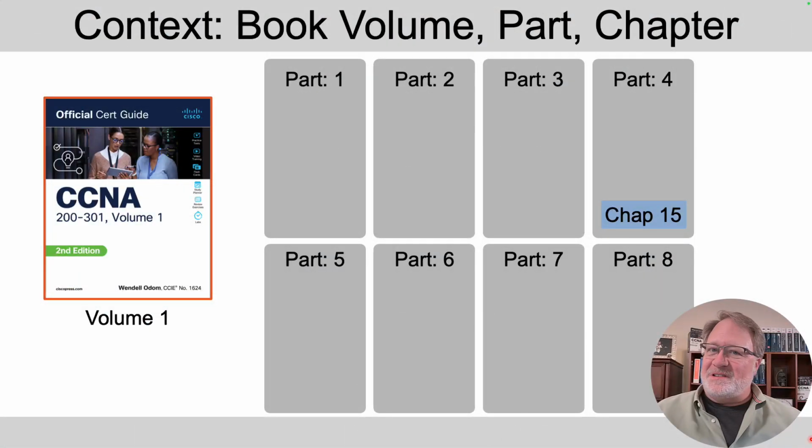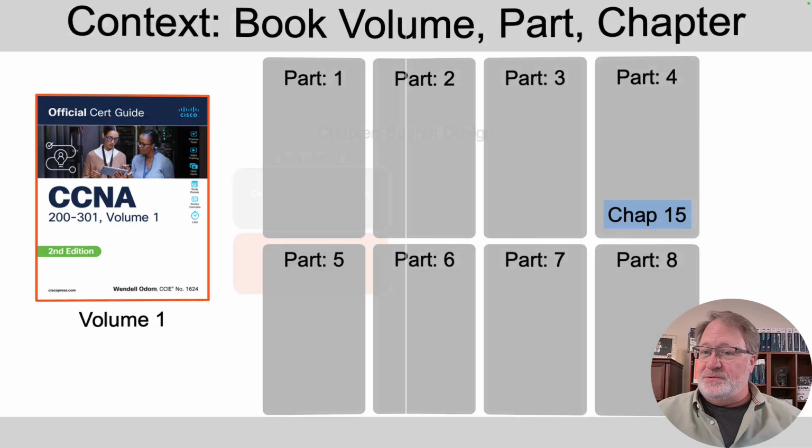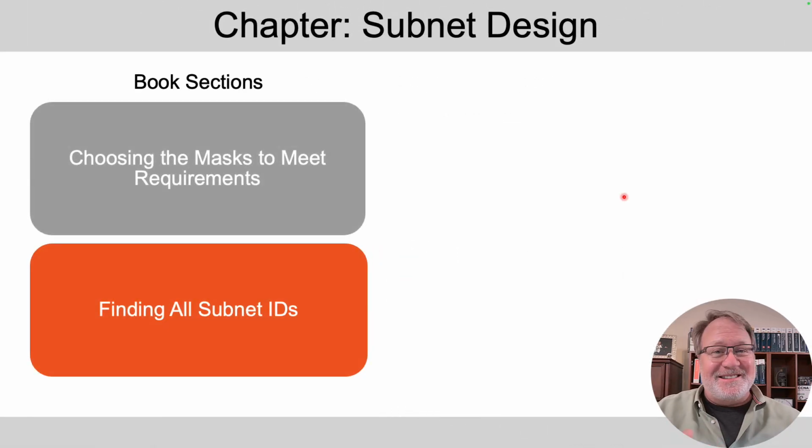So this topic happens to match up with the Volume 1 official Cert guide and the last chapter in Part 4. And in that chapter, there are 2 sections. The first of them revisits this whole design idea of if you take one network and choose one mask, that mask meets requirements for a number of subnets and hosts. But once you've done that, that one mask then allows you to calculate and figure out what are all the subnet IDs that you've created. And that's what this video and others in the series related to it let you do.